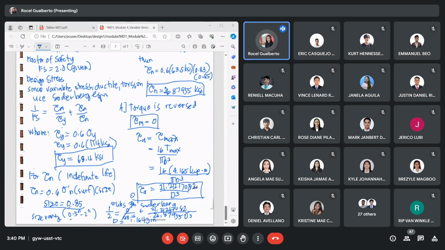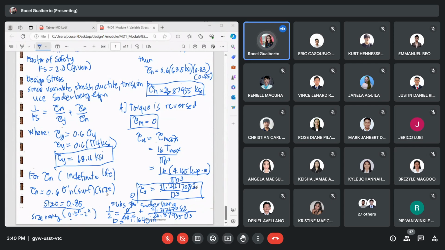So, ibig sabihin nun, tama yung size range na size factor na ginamit natin and tama din yung diameter po natin na nakuha. Ito po yung kapag ang nakuha natin ay wala dito sa size range na iyon, we need to recompute. So, pag nag-recompute po tayo, alin po yung mababago? Yun pong value ng tau n kasi yun yung may kasamang size factor.